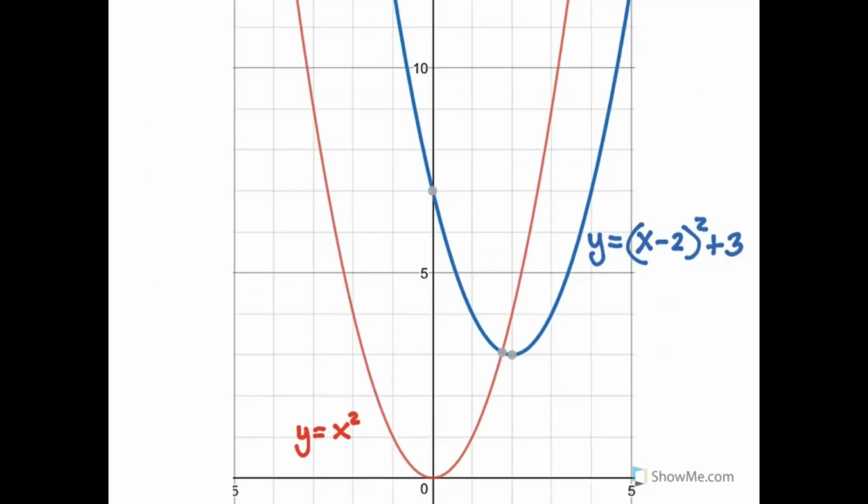Now my red graph is y equals x squared, but the blue graph is y equals (x minus 2) squared plus 3. So minus 2 is inside the square, and that shifts my vertex over to positive 2. Plus 3 moves it up. So the vertex here is at 2, 3, the 2 from inside the square and the 3 from outside.